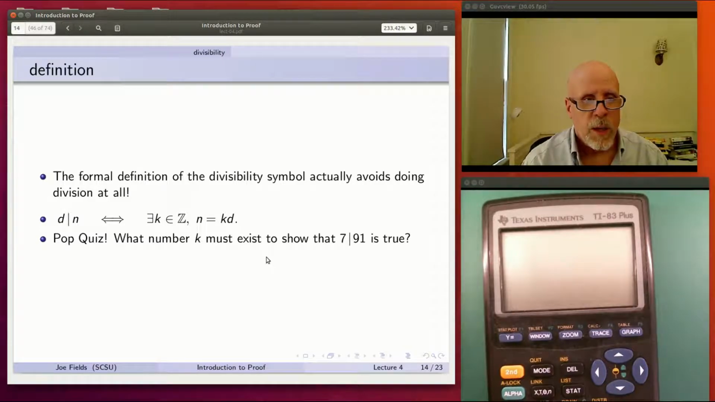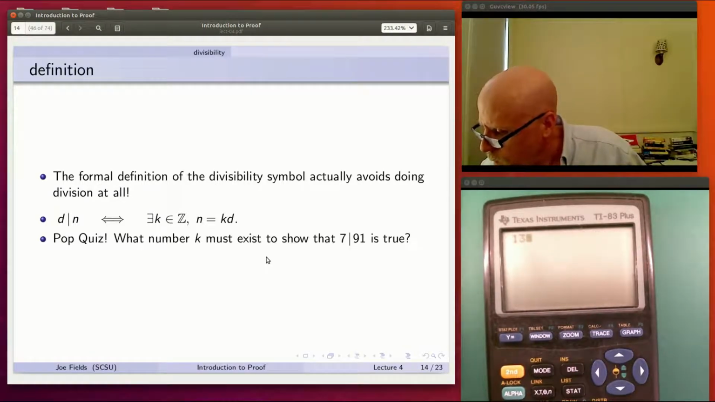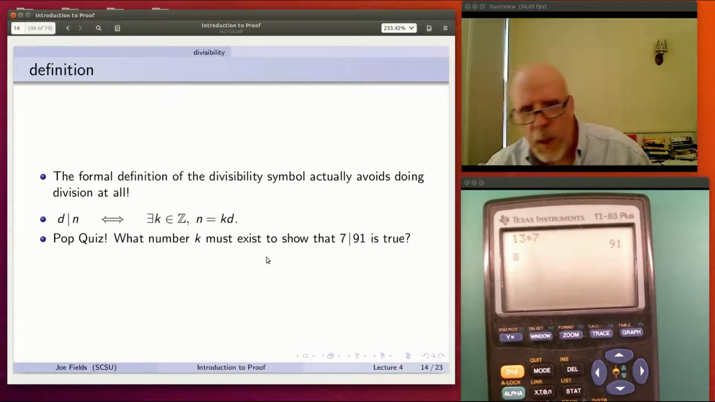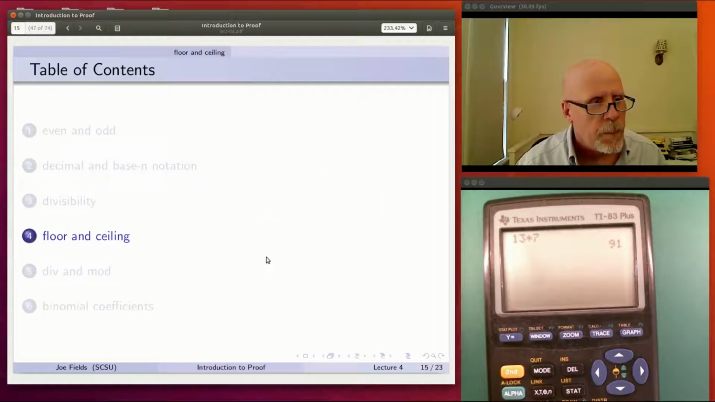Okay, I guess that was long enough. 91 often fools people because it seems like maybe it ought to be prime, but it's not. It's a multiple of 7. You can probably spot this because 91 is 21 bigger than 70. 70 is clearly a multiple of 7, and 21 is a multiple of 7. You put two multiples of 7 together, yeah, 91 should be. Well, I guess that means it's 13. 13 times 7. I'm not trusting my mental arithmetic. Yep, 91. So 13 is the k that tells you that 7 divides 91 is true.